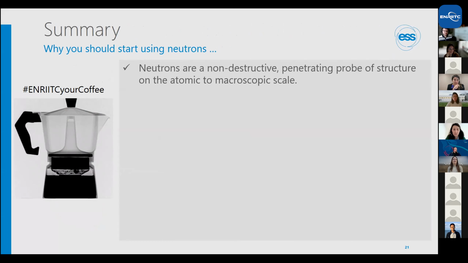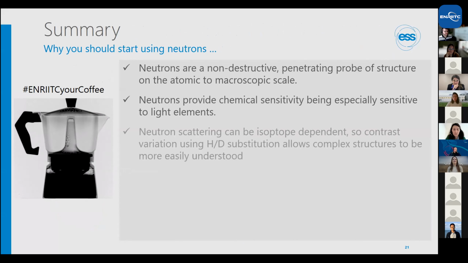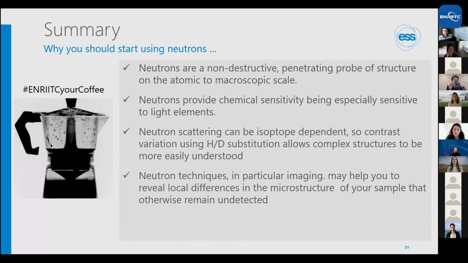First of all, they are a non-destructive probe of structure and properties ranging between atomic and macroscopic scale, and they're especially sensitive to light elements. They can moreover be isotope dependent, allowing for contrast variations and allowing complex structures to be more easily understood. In particular, if you use neutron imaging, you can also reveal features that otherwise remain undetected, so any inhomogeneities.